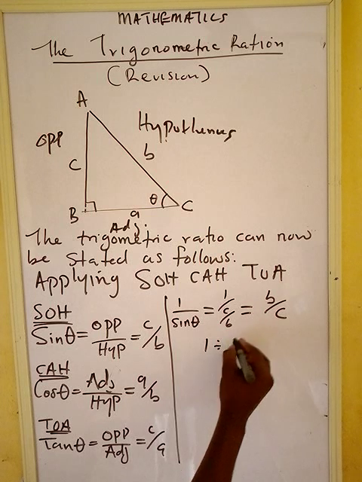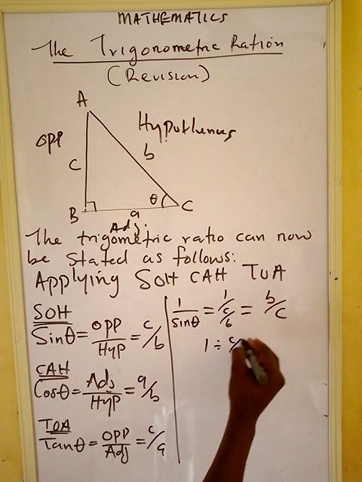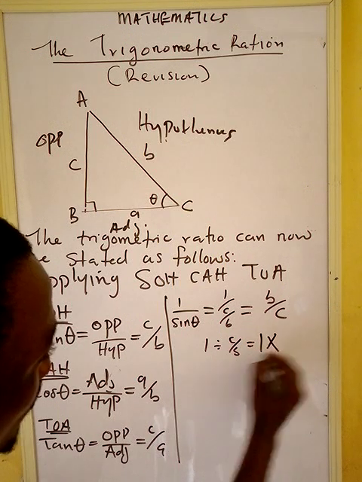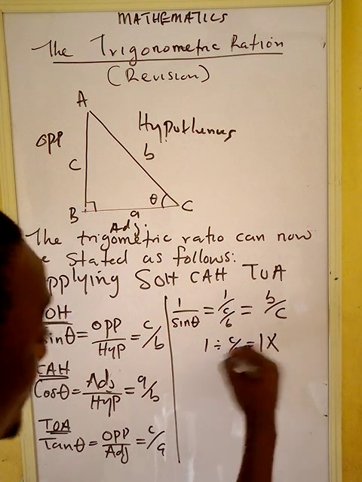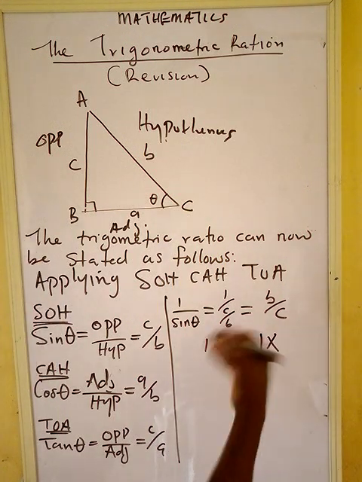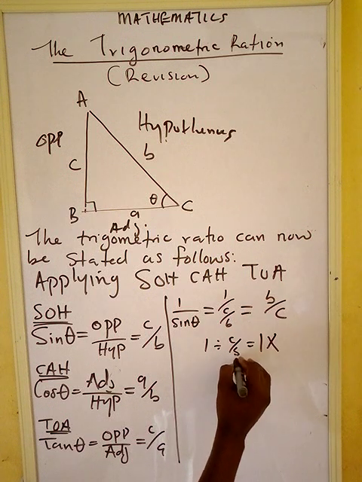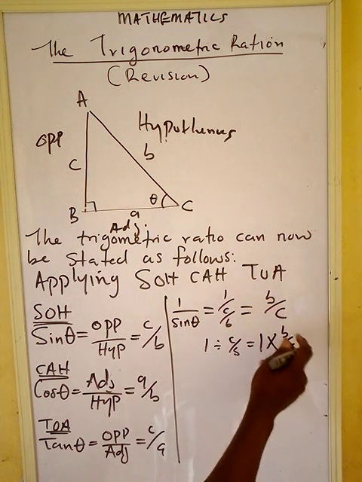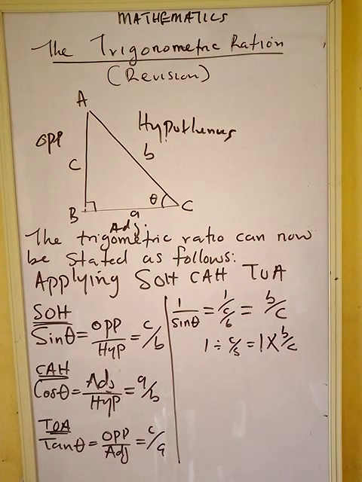1 divided by C over B. Then the division becomes multiplication, your numerator goes down and the denominator goes up. Your denominator is b, numerator is c, that means b over c. So 1 times b over c will give us b over c.